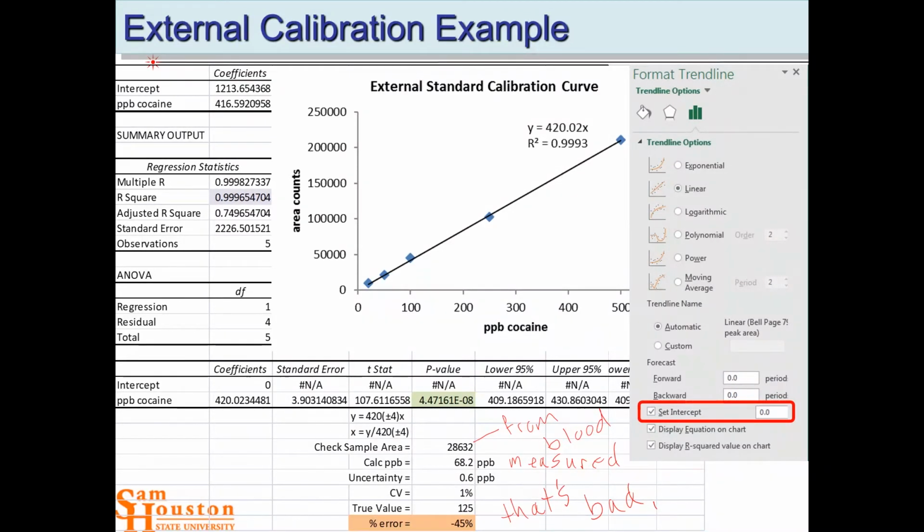I have a statistically defensible answer, right? I'm pretty sure that my number is 68, but I'm off by 45%. Okay. And so this should make you think, how can we fix this? And so Tuesday we'll go through the other 2 calibration methods, and we'll see it really matters which calibration method you use to quantify your data.